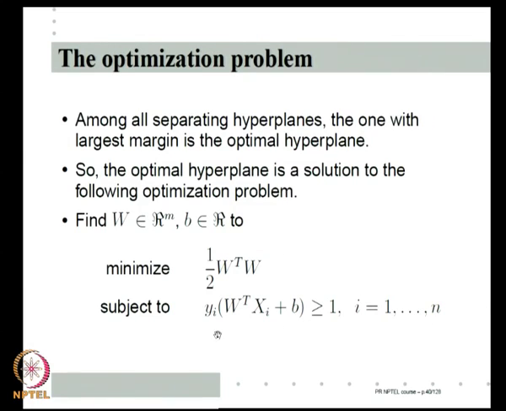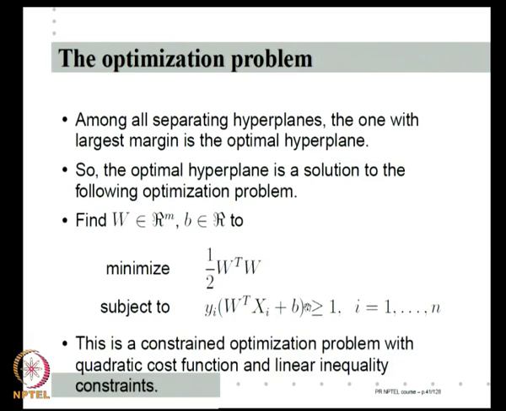So, for each example x i, y i into W transpose x i plus b should be greater than or equal to 1. This tells me that the hyperplane given by W and b correctly separates, I mean no pattern is in between W transpose x plus b is equal to plus 1 and minus 1. Among all such W and b which satisfy this, I want the one which has the least W transpose W, or maximum margin.